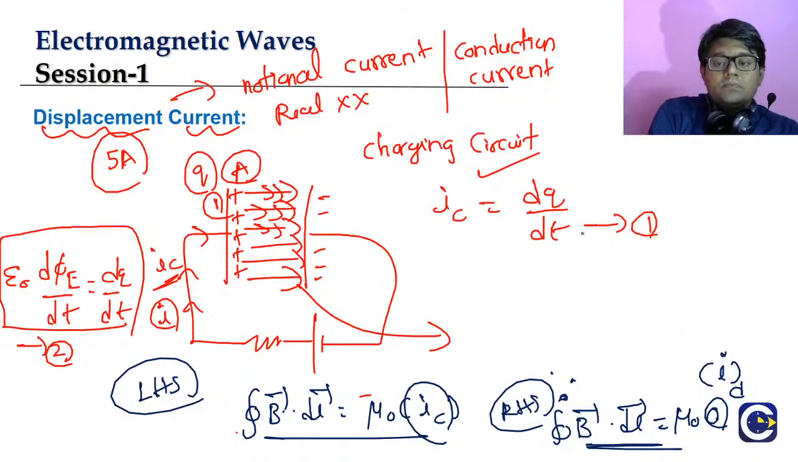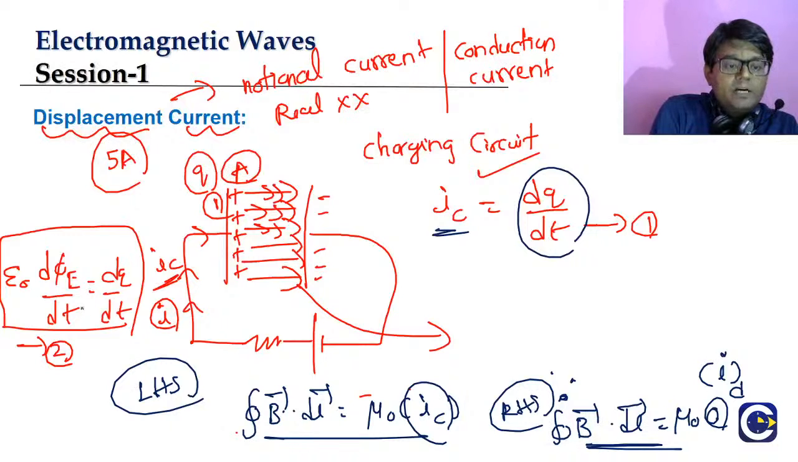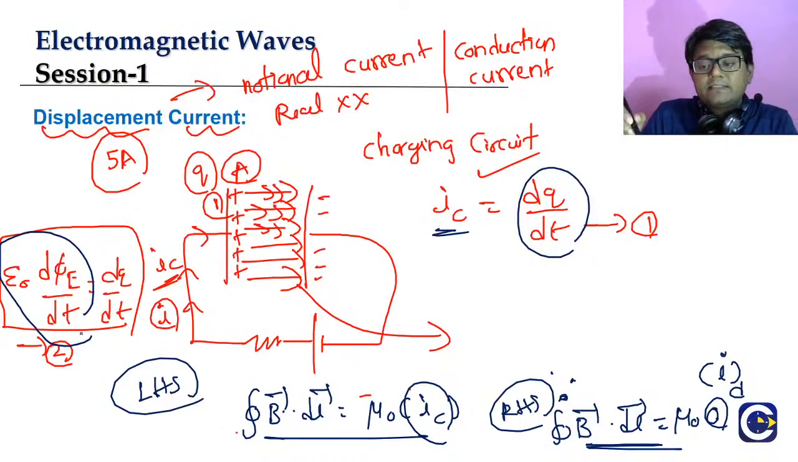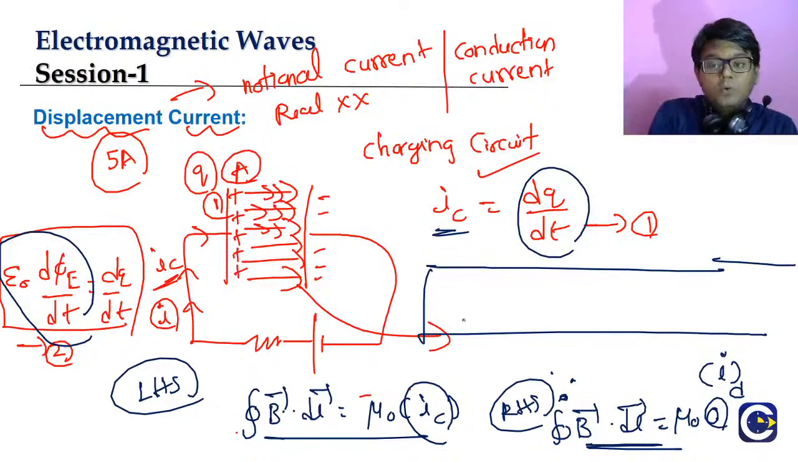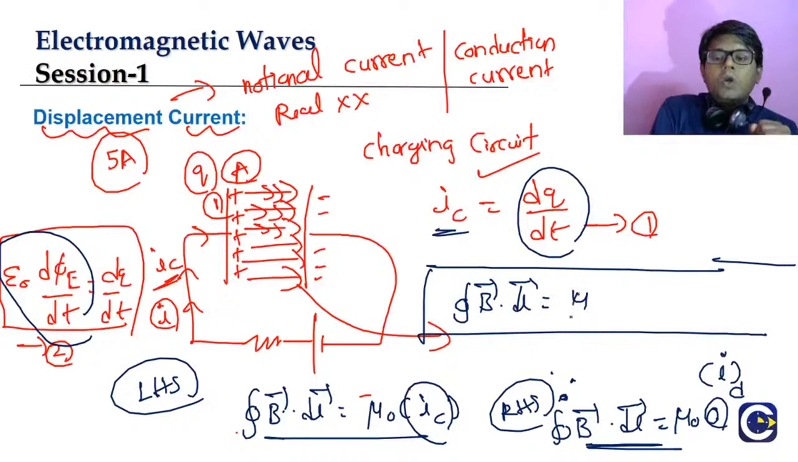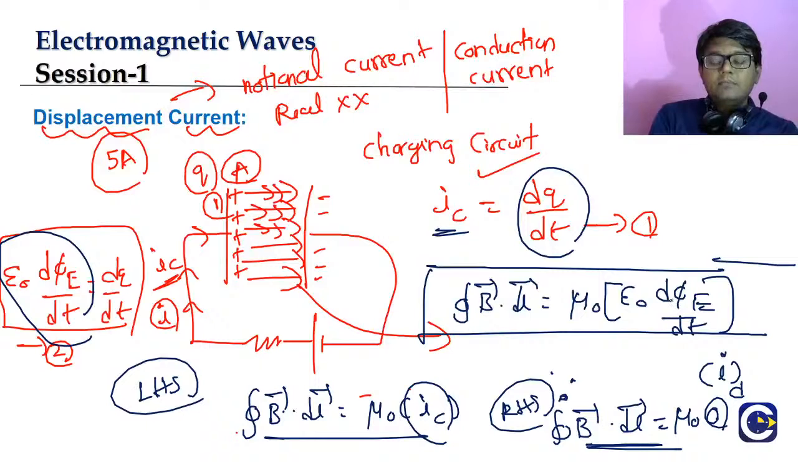So what is the term that is equal to dq by dt, because IC is dq by dt, in terms of the electric flux? Epsilon naught into d phi e by dt. So the right hand side of the Ampere loop rule is modified. The equation we are going to use is integral B dot dl is equal to mu naught into epsilon naught into d phi e by dt. This term is numerically equal to dq by dt, so the continuity of the magnetic field is ensured.